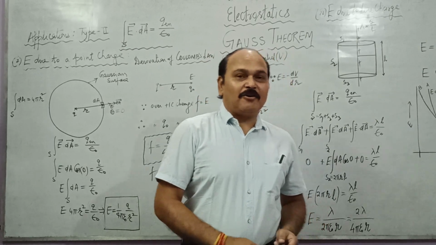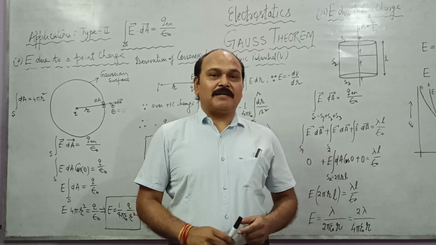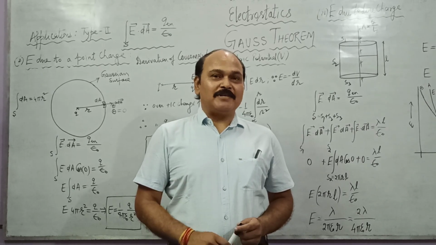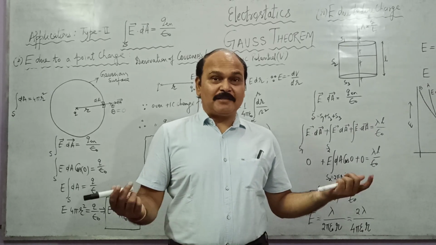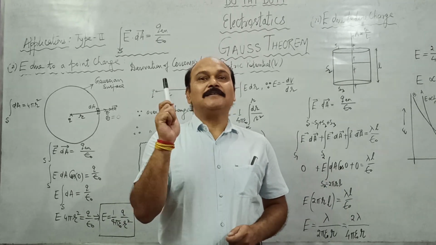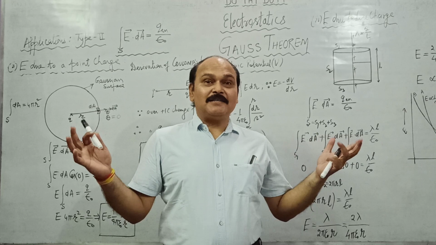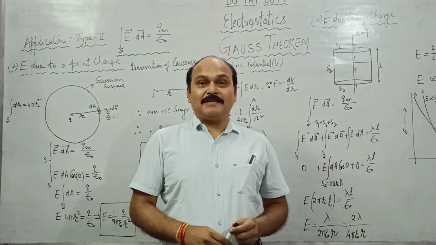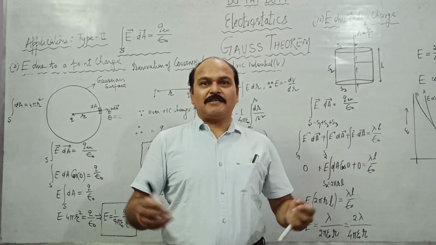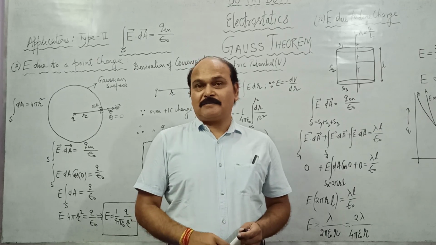In type 2 applications of the Gauss theorem, we find out electric field intensity due to various types of charge distributions. So far we know only electric field intensity due to point charge. In type 2 applications we will study electric field intensity due to point charge, line charge, surface charge, volume charge, and a charged spherical conducting shell. So there are various types of charge distributions. We will find out the expression for electric field intensity in type 2 applications.